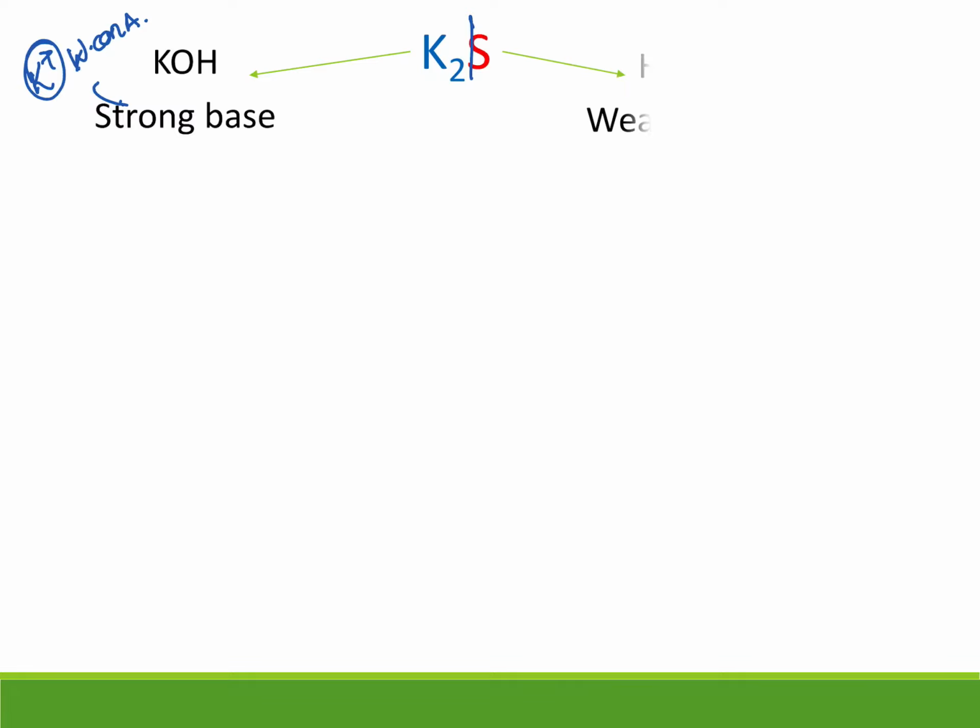Okay, so now we look at K2S. Split it up. It's going to come from potassium hydroxide, absolutely a strong base, which means the potassium ion is a weak conjugate acid. It's like, yeah, I don't really feel like reacting. The S comes from H2S. H2S is a weak acid, which means the S2- has become a strong conjugate base. It desperately wants to react. It doesn't want to stay as S2-.